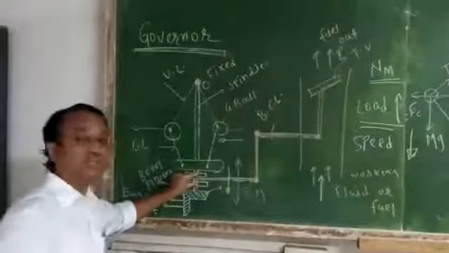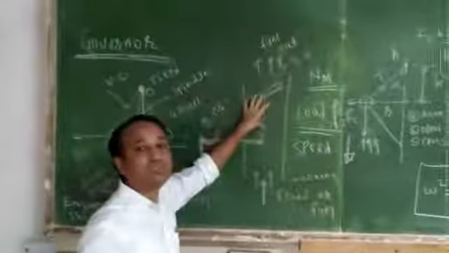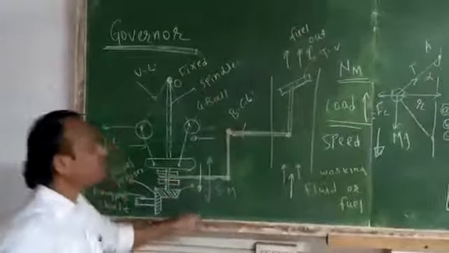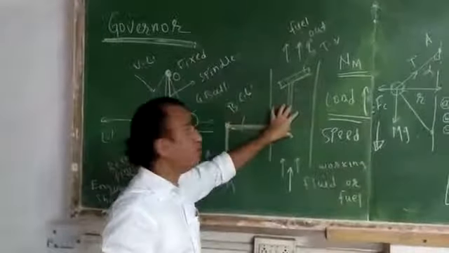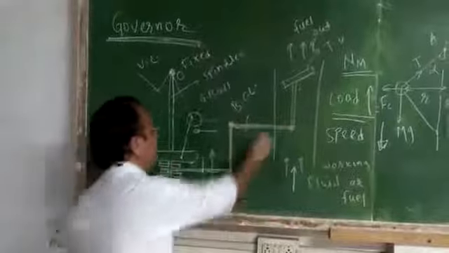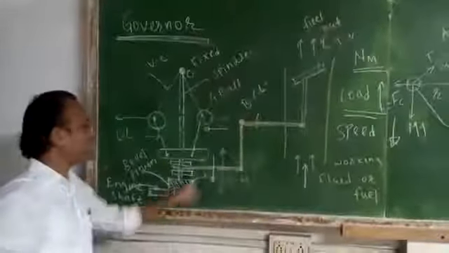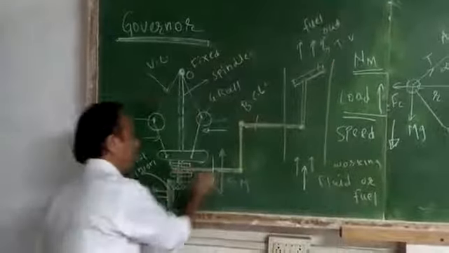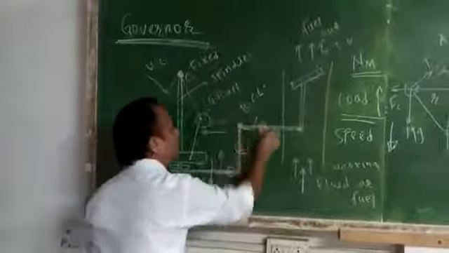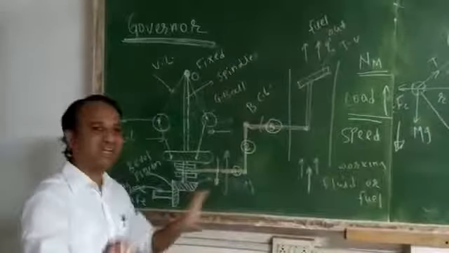So, this downward movement of sleeve will be given to the throttle system. That is, this downward movement of sleeve will be conveyed to the throttle valve of the fuel supply system via bell crank lever. So, bell crank lever is nothing but the assembly of three rods: rod number 1, rod number 2, rod number 3.